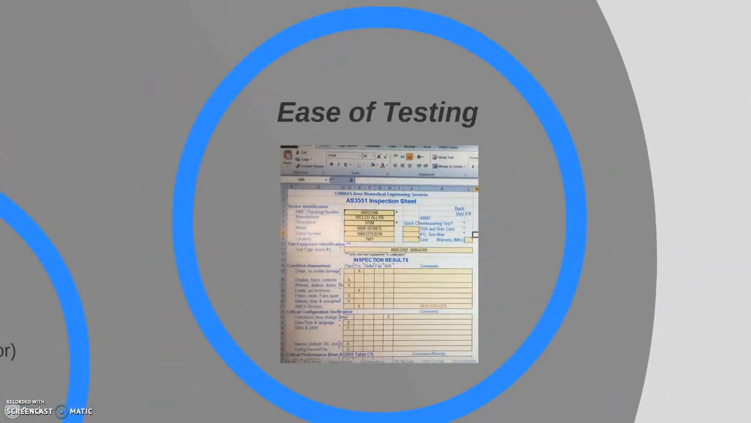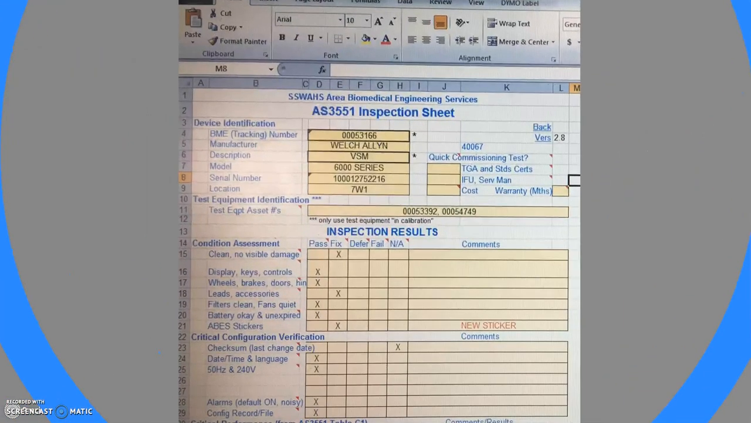Another benefit of the AS3551 standard is that it makes developing and implementing testing procedures for all equipment easy, as it outlines every element of a device that we must test before allowing a device to be used in the hospital. At RPA, we ensure all devices meet the AS3551 requirements by filling out a device-specific AS3551 test sheet for each device.